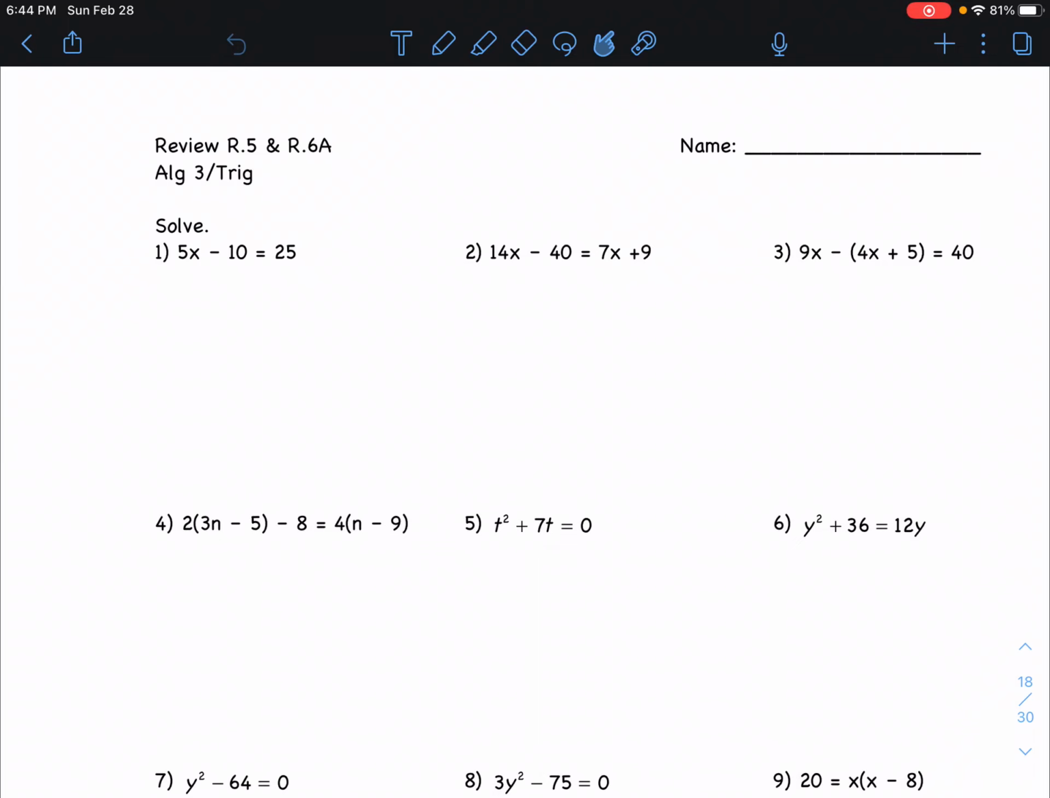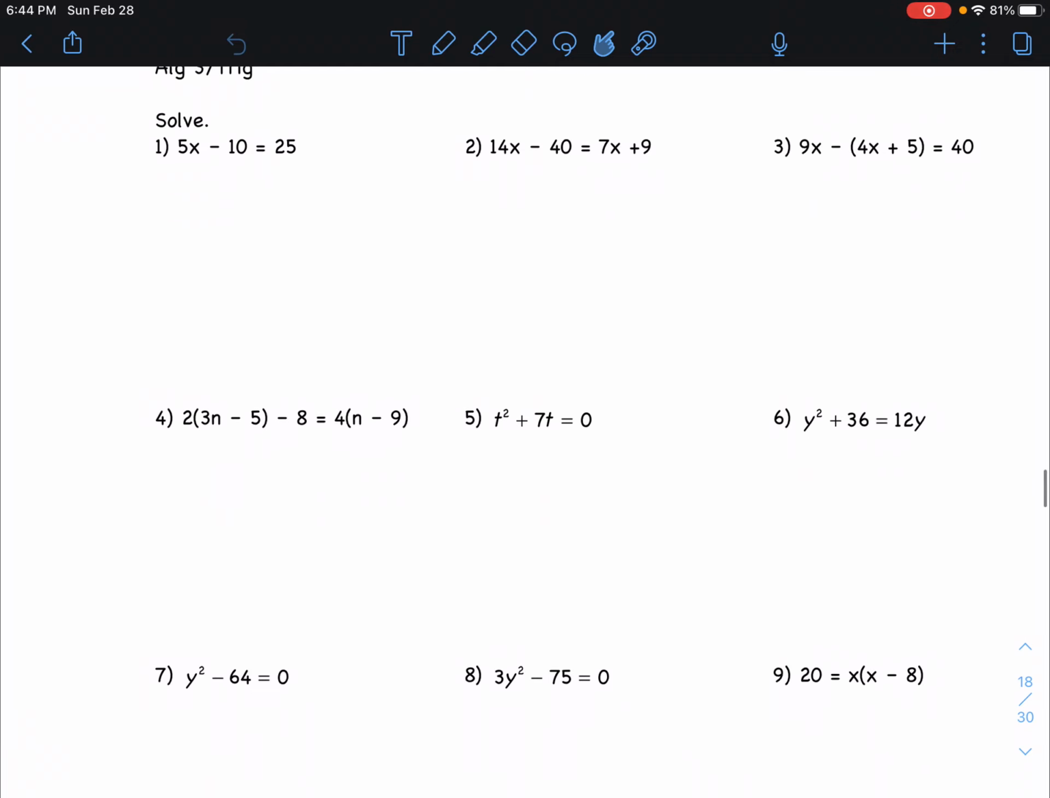Okay, Trig Algebra 3 students, today we're going to be reviewing for tomorrow's quiz. We're going to review the sections R.5 and R.6A. So let's start off with solving equations.